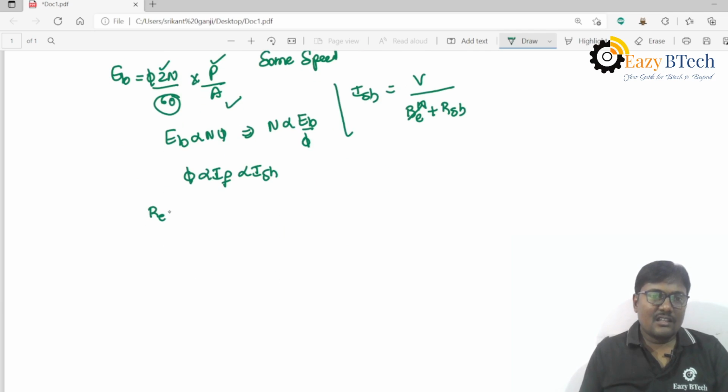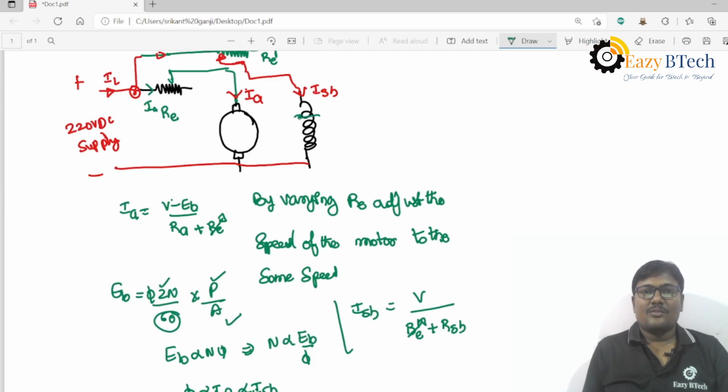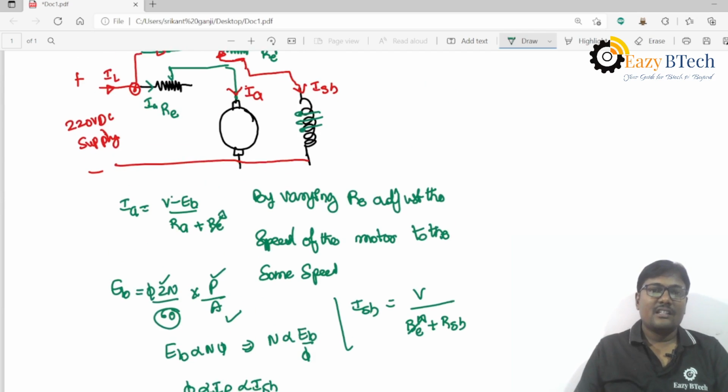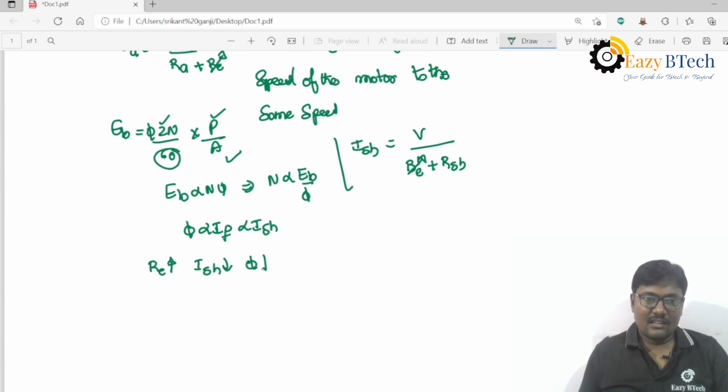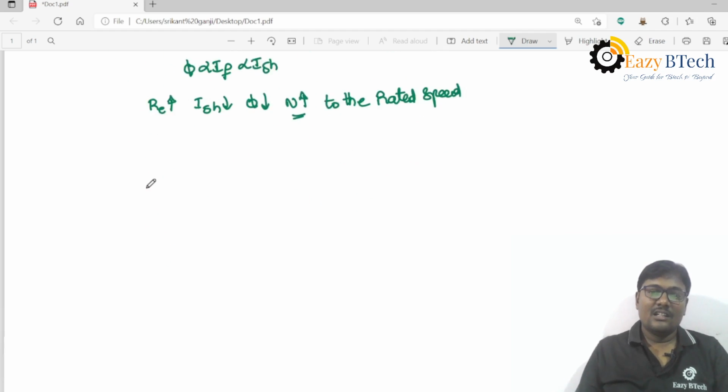If RE increases, then the shunt current decreases. The number of flux lines produced by the shunt field winding decreases. Then the speed is inversely proportional to flux, so the speed increases. Adjust the speed of the DC shunt motor to the rated speed. Then note down the ammeter readings.